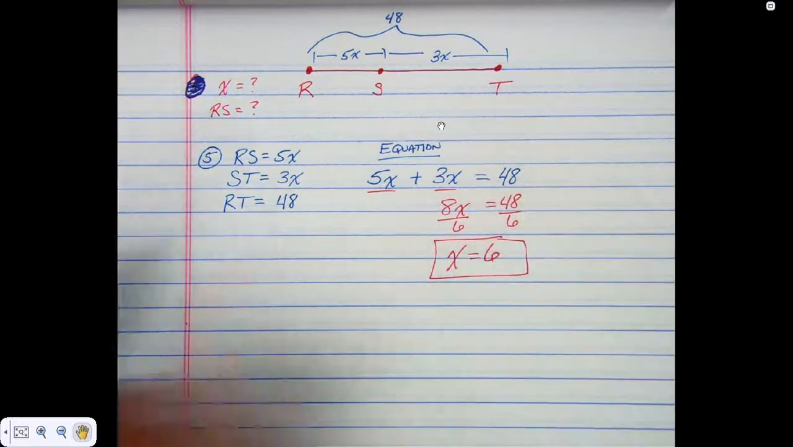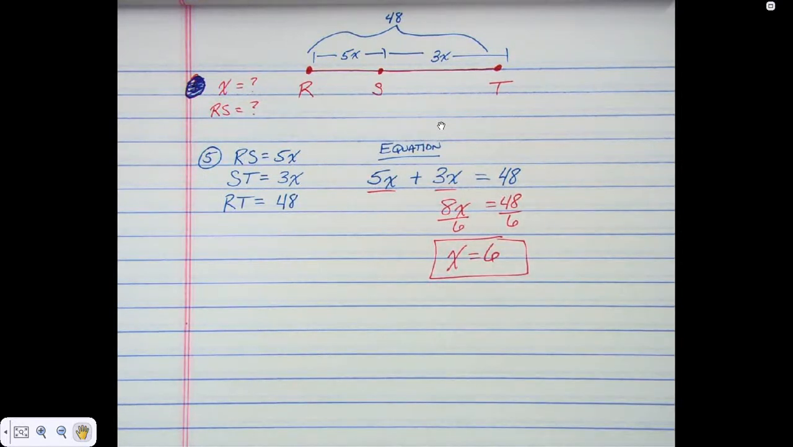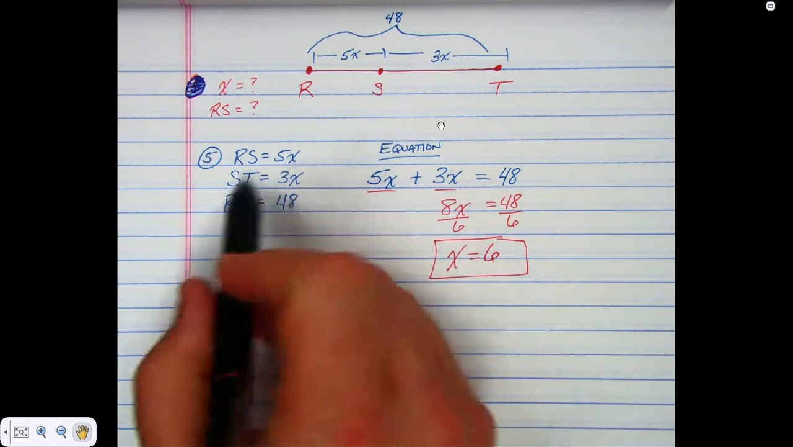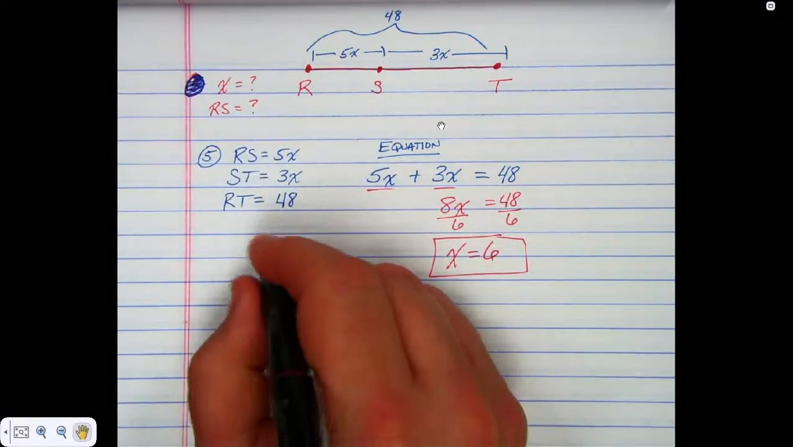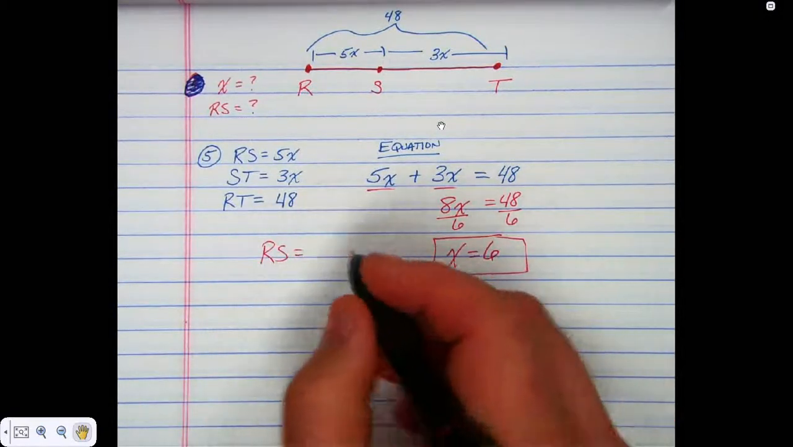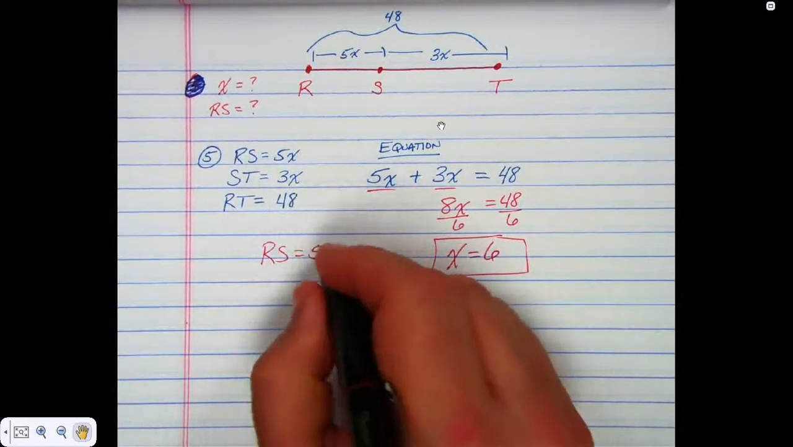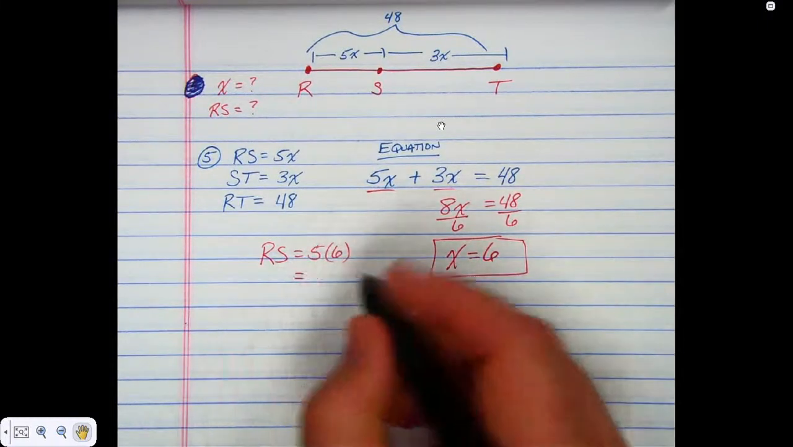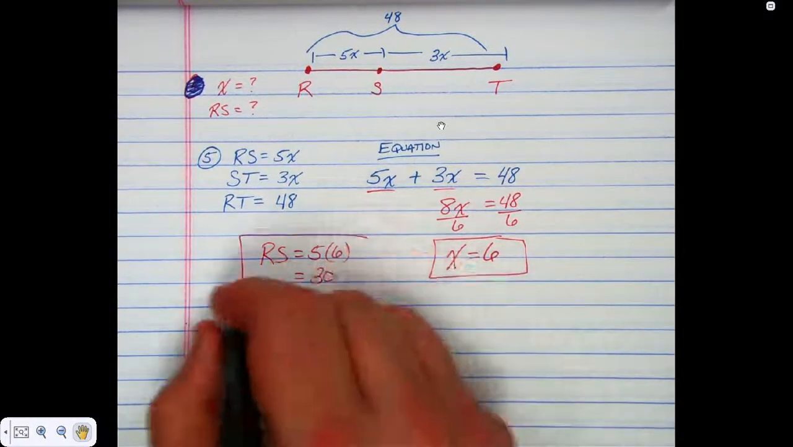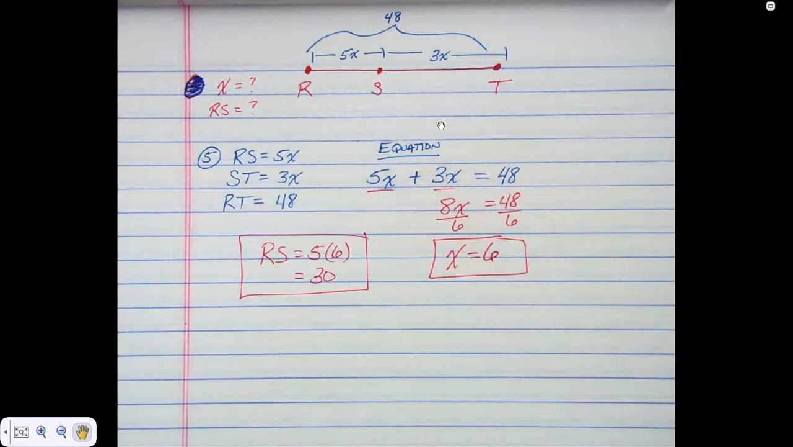Now, it's important, I'd hate for you to do this on a test and they ask for RS. You did most of the work, you've done the hard work now. What did they actually ask for? RS. This problem asked for x and RS. Well, what is RS going to be? 5x. 5 times whatever x is. What did I find x to be? 6. So it's equal to what? 30. They didn't give you feet or anything like that, right? No.